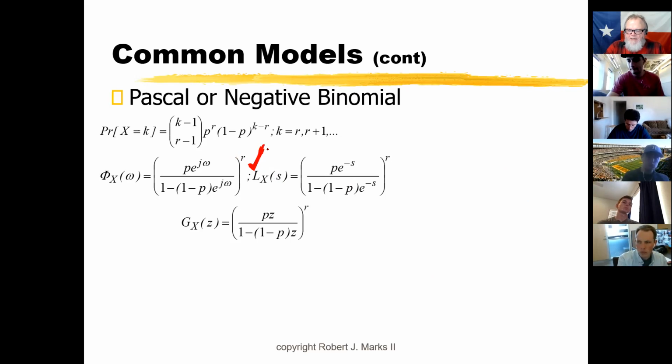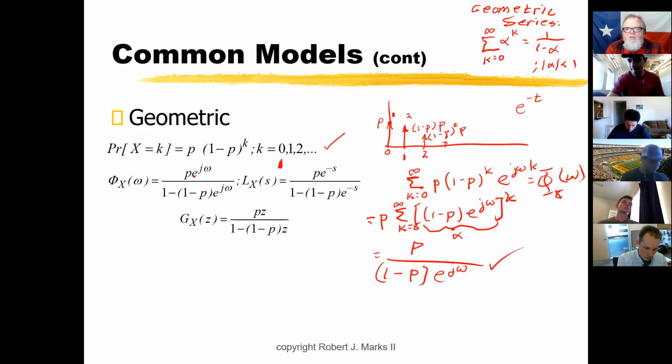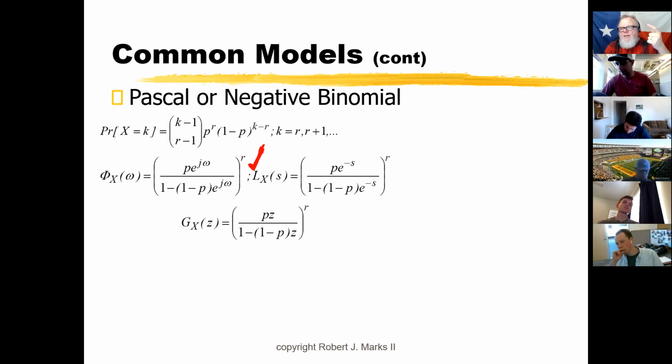I want you to think about this in relationship to the geometric. This is the Russian roulette thing, where you ask how many times you have to pull the trigger before it fires. Here, how many times do you have to pull the trigger before it fires R times? That's what the parameter R is. Isn't that just a repeated Russian roulette problem?